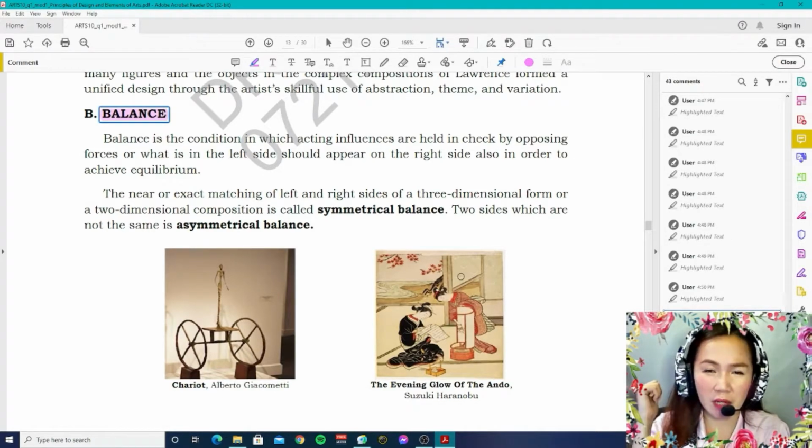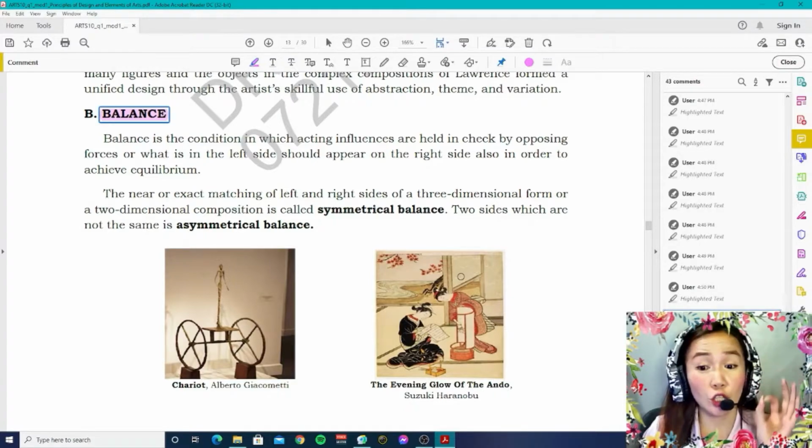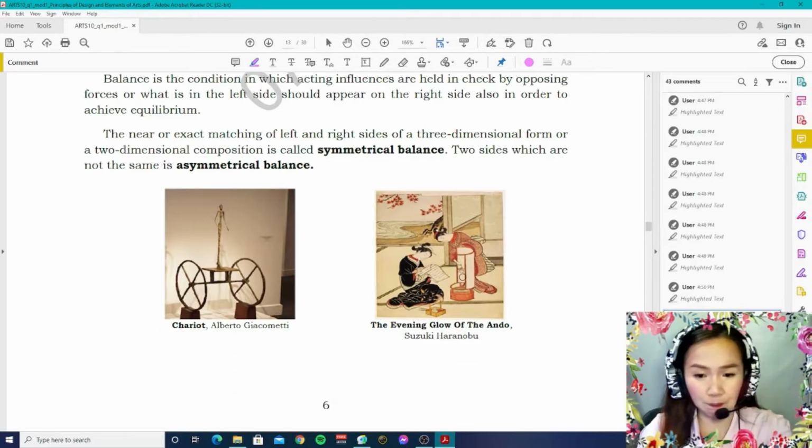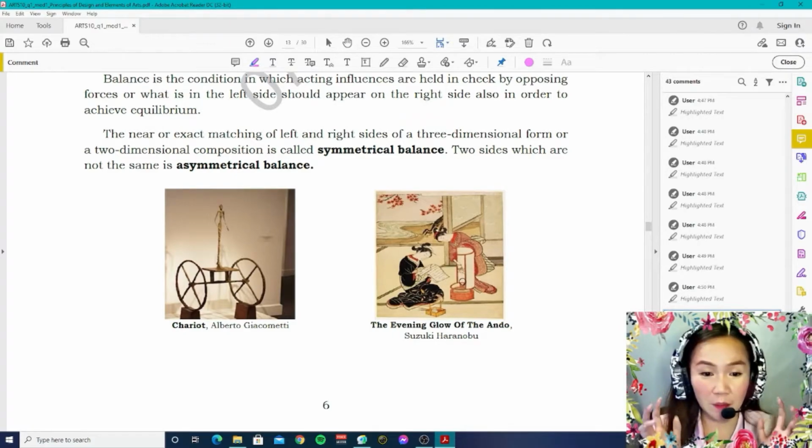Okay? Now, ma'am, what is asymmetrical balance? Asymmetrical balance is two sides which are not the same in value. How is it not the same in value? For example, let's look at this sculpture, Chariot by Alberto Giacometti. It has wheels. Both left and right have them. Okay? Equal. Balanced. That is an example of symmetrical balance. Exactly the same. There is something on the left and on the right.